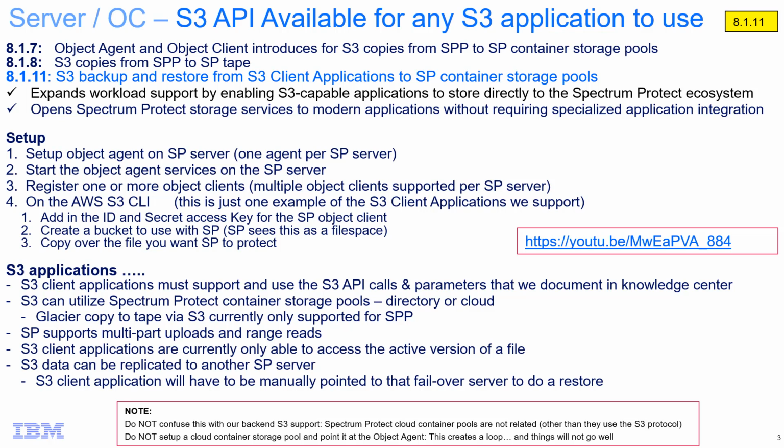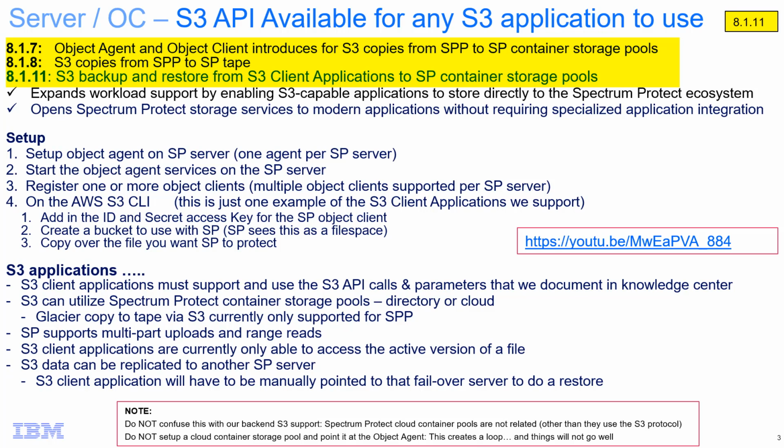The first new feature in Spectrum Protect is the ability to utilize our S3 API to protect any S3 application. If you remember, back in version 8.1.7, we introduced an object agent and object client to enable the protection of Spectrum Protect Plus out to Spectrum Protect container storage pools via this S3. And then in 8.1.8, we introduced the S3 copies from Spectrum Protect Plus via S3 out to Spectrum Protect tape.